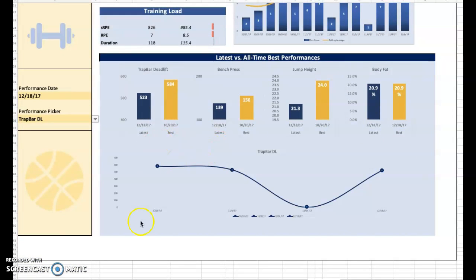Finally, we have a performance over time graph. Here on the left, we could choose a performance picker, whether it's trap bar deadlift, bench press, jump height, or body fat, whatever we are choosing to analyze.